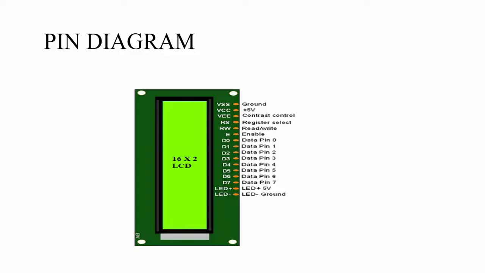Then the contrast controller. Pin 3 is the contrast control pin. It regulates the contrast of the display. I will show how to adjust this pin and how it displays. It is used to connect a potentiometer to vary the display contrast. These pins are used to regulate the contrast of the display.